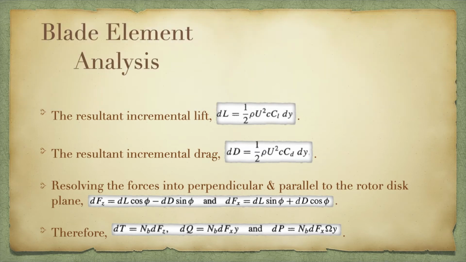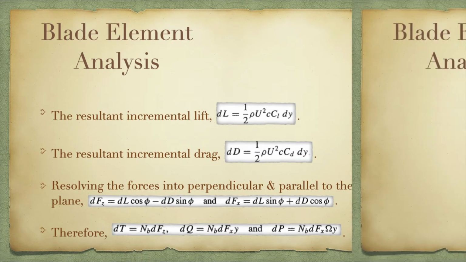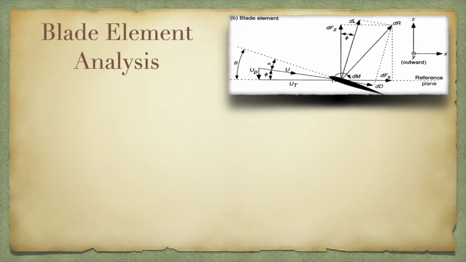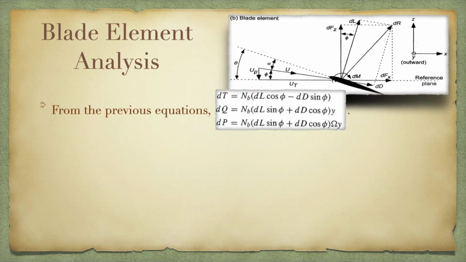Now substituting this dFx and dFz with the dT, dQ and dP, we get the equation dT is equal to Nb into (dL cos phi minus dD sin phi), and dQ is equal to Nb into (dL sin phi plus dD cos phi) into y. dP is equal to Nb into (dL sin phi plus dD cos phi) into omega y.